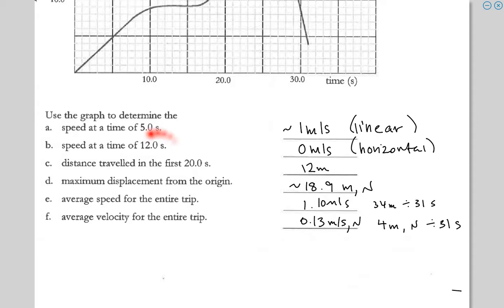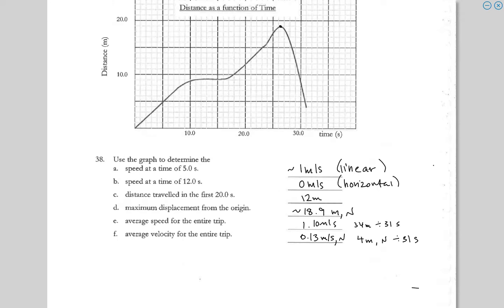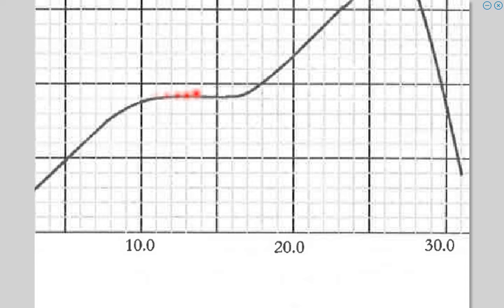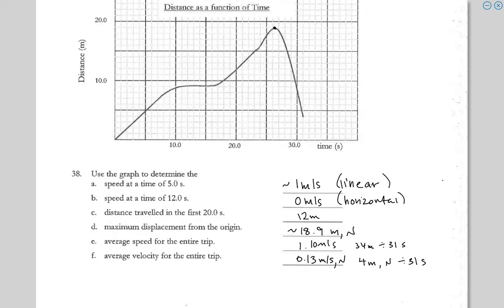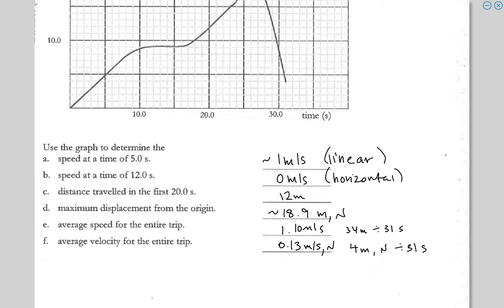Now the speed at 12 seconds, these are instantaneous speeds, so we need the slope of a tangent line right here, and it's basically flat. So what is a flat tangent line? Essentially 0 speed. Okay? Now distance traveled in the first 20 seconds, this is just reading a graph. Find 20 and find 12 meters. Distance, you don't need a direction.